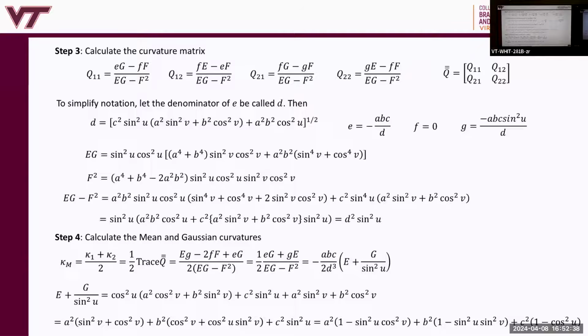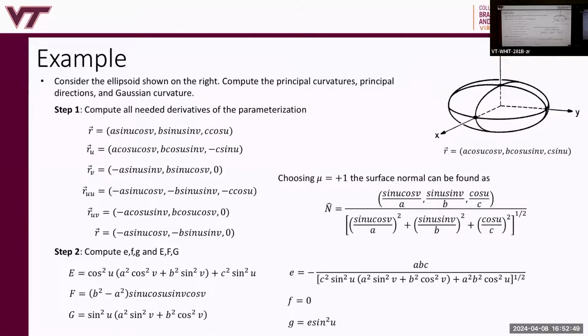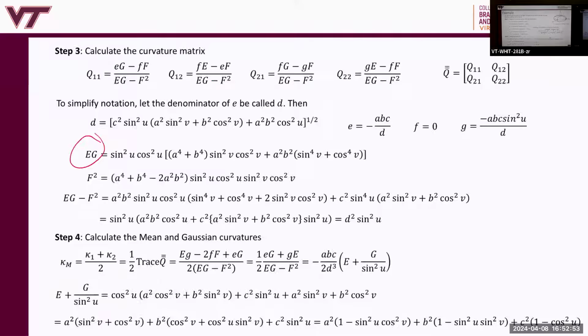All right, good. Now we need to calculate the denominator first, EG minus F squared, since they all have that. First we calculate E times G, which we can do because E and G are here. We multiply those two out, then calculate F squared, and subtract the two. We get this compact form. Of course, D is some long square root, but the denominator is D squared sine squared of u.